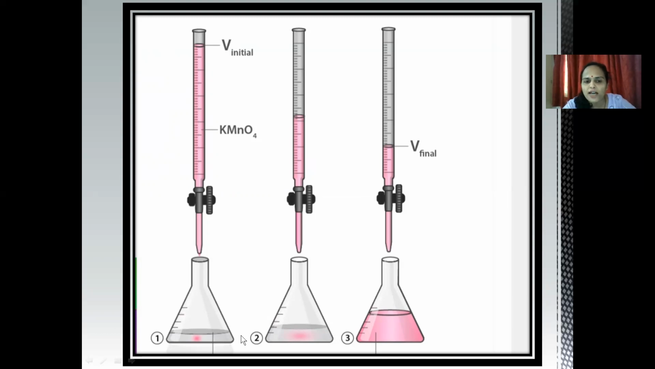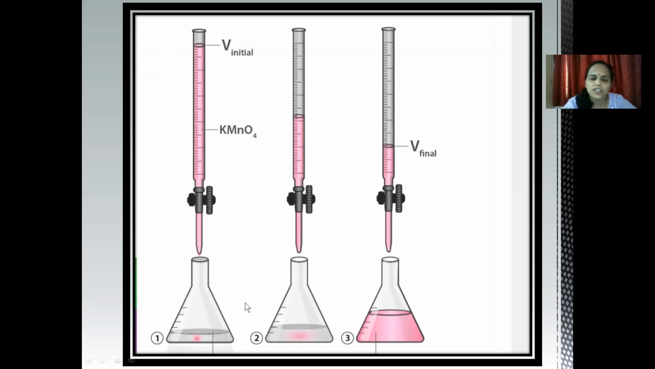This is your titration flask, and we will transfer 10 milliliter of oxalic acid solution with the help of a pipette into this titration flask. Then we will add 1 test tube full of dilute H2SO4 to this titration flask. 1 test tube is 20 milliliter. So you will add 20 milliliter of dilute H2SO4 into this titration flask, which contains 10 milliliter of oxalic acid solution. Then we'll heat the contents of this titration flask to 50 to 60 degrees Celsius.